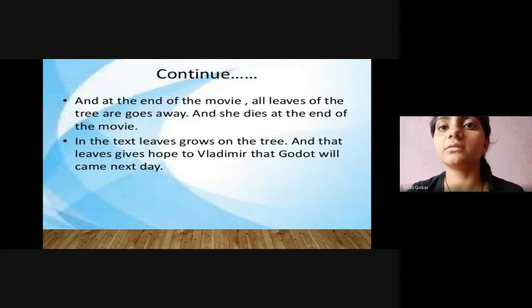At the end of the movie, all the leaves of the tree go away, and she dies. In the text, leaves grow on the tree, and those leaves give hope to Vladimir that Godot will come the next day. Next.